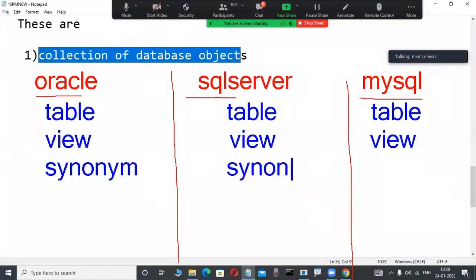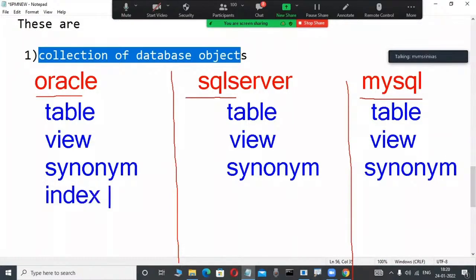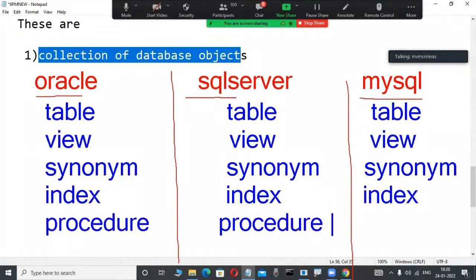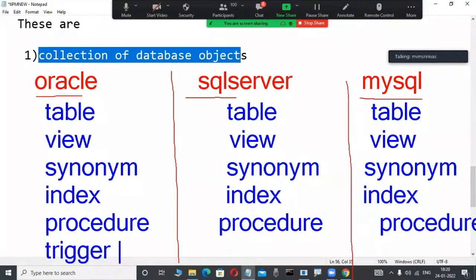In our course, synonym is available. Here also synonym is available. Here index is there, and here also. These are called objects. Okay, some terminology, big concepts only. Now here a procedure is there, and here also procedure is available. Here trigger is there. Trigger is a database object, and here also trigger is there.